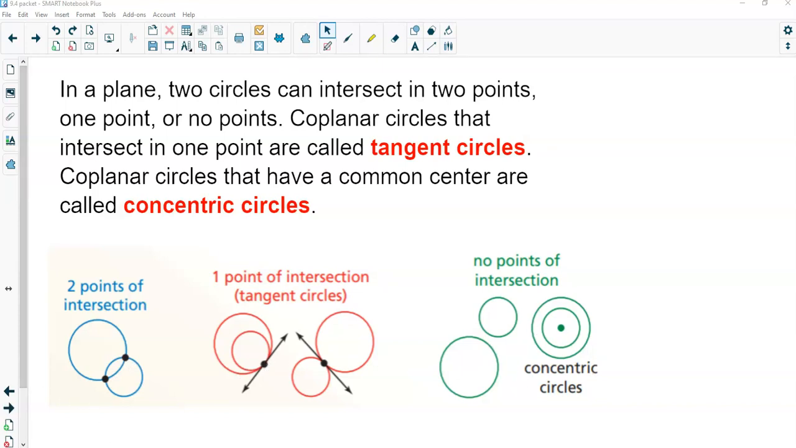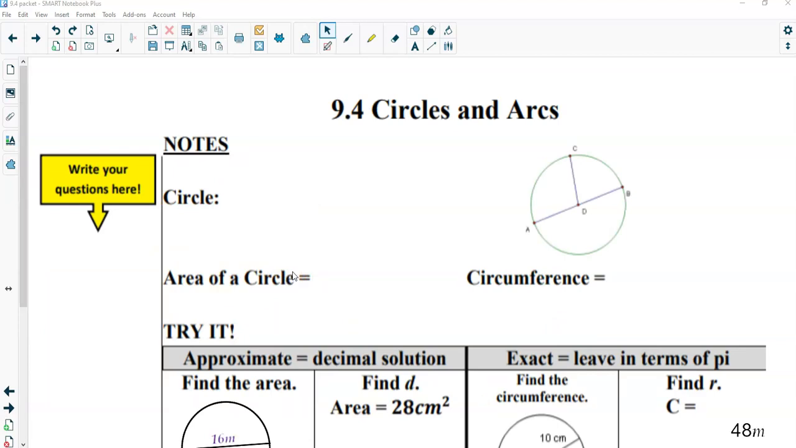You have the area of a circle. The formula for it is pi r squared. So copy that down. It's pi times the radius squared. And the circumference is pi times the diameter, or twice the radius times pi, or 2 pi r. Twice the radius times pi. That's your circumference. It's either pi times the diameter or twice the radius times pi.